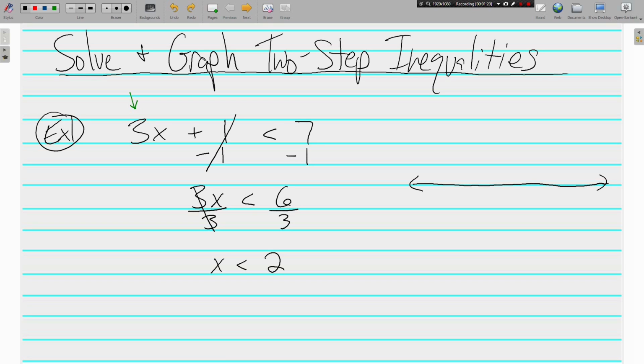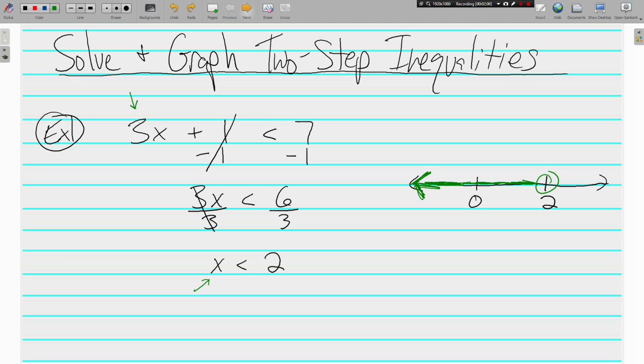Remember, when we graph, I want to know the number that you got on your solution, and I want to know where 0 is in relation to that number. 2 is positive, so 0 is going to be to the left of it. X is less than 2. A less than symbol means we are going to use an open circle because 2 is not a part of our solution. And all the numbers that are less than 2 are to the left of 2 on the number line, as long as we make sure that our variable is on the left side when it's in our solution, in our answer.